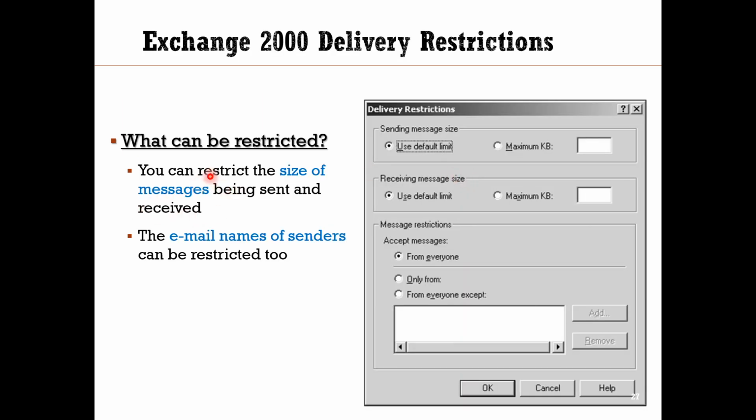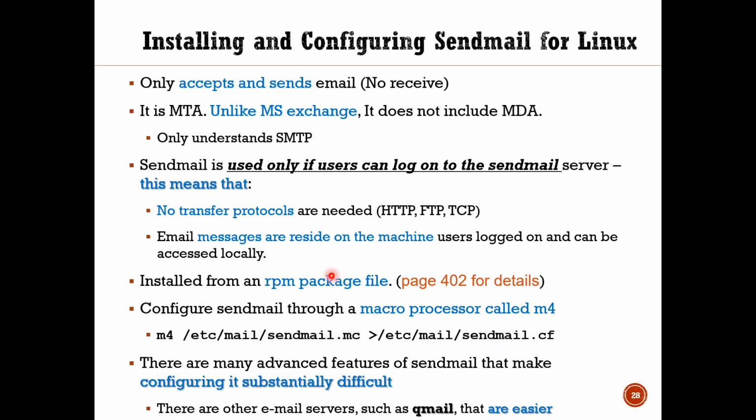When we talk about what can be restricted here, you can restrict the size of the message, as we have said, and also the size of the received message. So the email names and the senders also can be restricted, only from who and you're sending to who exactly. Both are actually kind of similar here in the terminology.